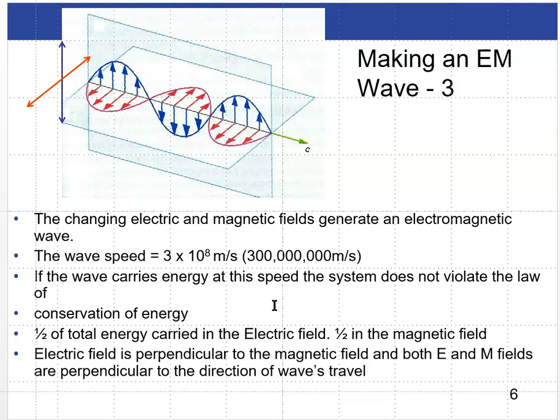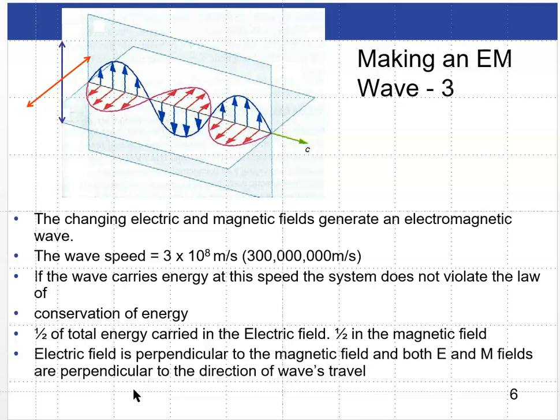The wave speed is 3 times 10 to the 8th meters per second in vacuum. If the wave carries energy at this certain speed, the system does not violate the law of conservation of energy and also does not die out. One half of the total energy is carried in the electric field, the other half is in the magnetic field.